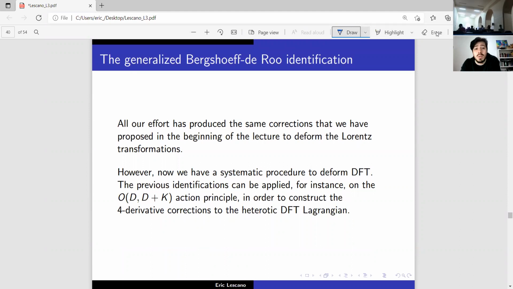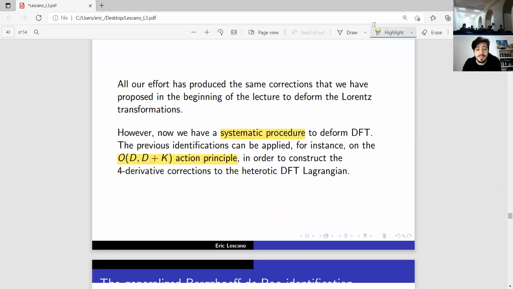However, now we have a systematic procedure. This is the idea, to have a systematic procedure. This is the idea, to deform double field theory, and the previous identification can be applied, for instance, on the ODD plus K action principle. This ODD plus K action principle is going to turn into a DFT Lagrangian plus four derivative corrections to the heterotic DFT Lagrangian.